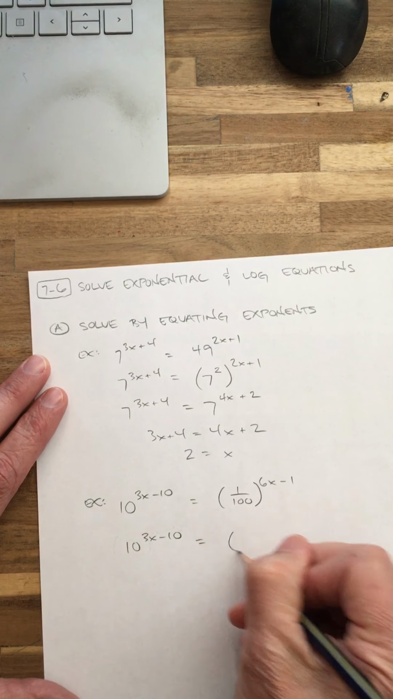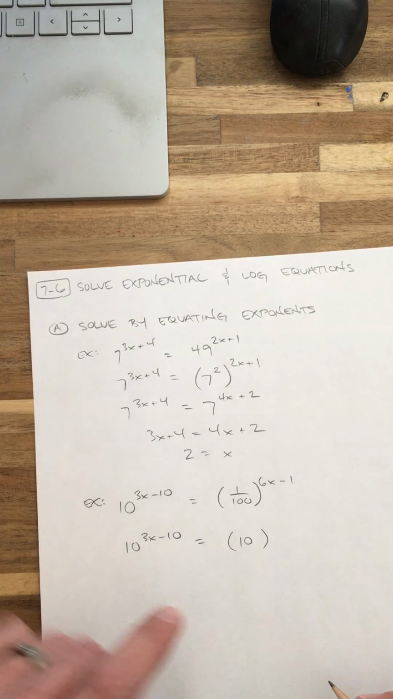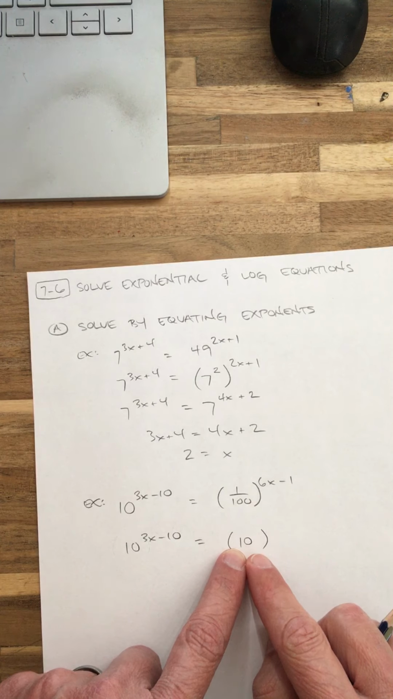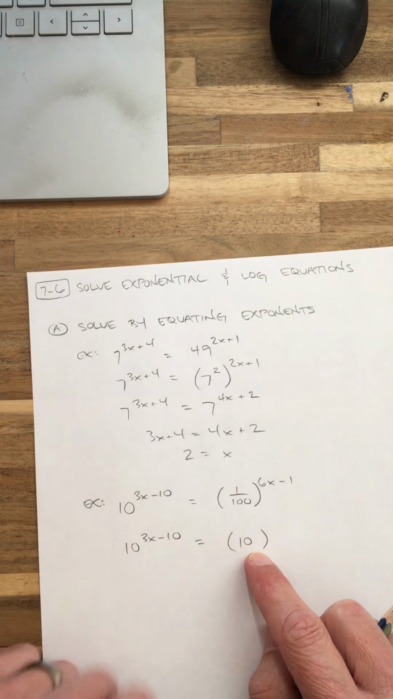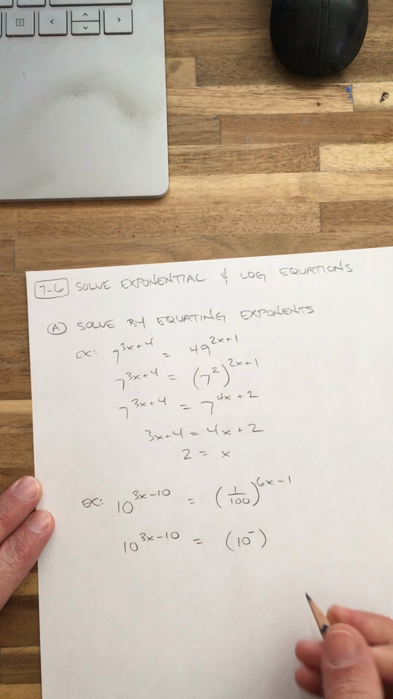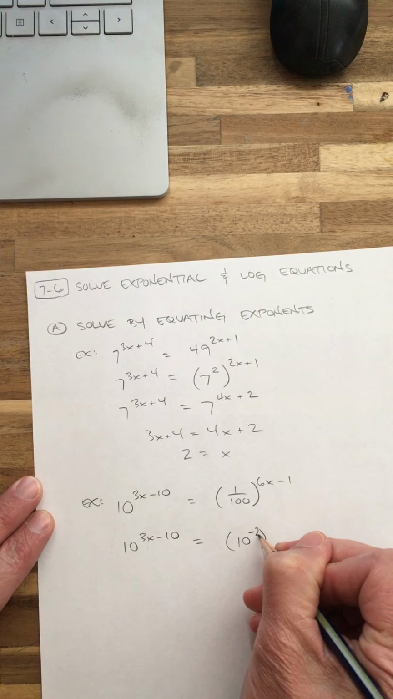Okay, I want in here a 10, don't I? But this 10 has to equal this. So what do I need to do to this 10 to get it to equal that? Well, I need to flip it, right? So it's got to be negative. And then I have to square it, because 10 squared is 100, so this is 10 to the negative 2.